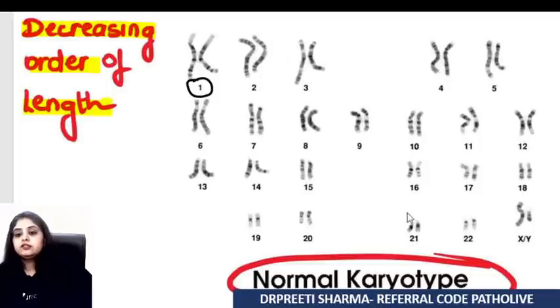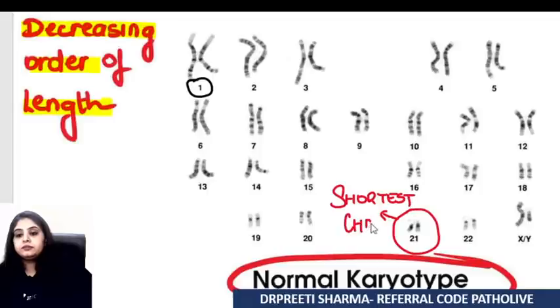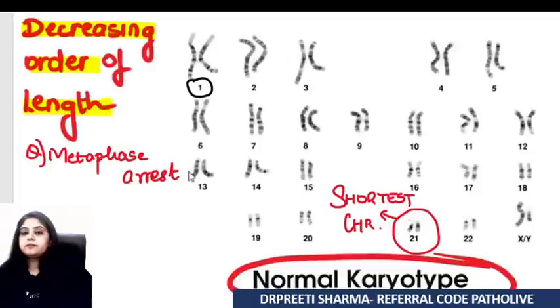Next question that they ask you, which out of these is the shortest chromosome? So please remember, the shortest chromosome is number 21. Next, they ask you, this chromosome arrangement has been done in which phase of the cell cycle? So please remember, the most common arrest that they do is a metaphase arrest.